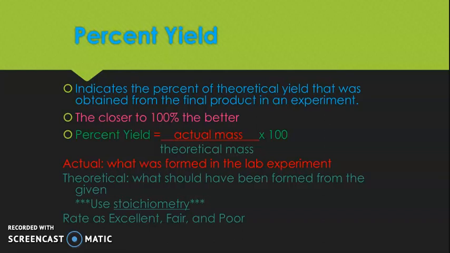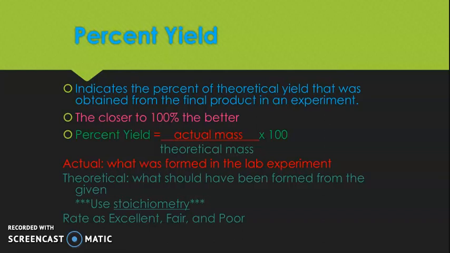So if I were taking my cooking example again, if 2 sticks of butter, 4 cups of flour, and 3 tablespoons of sugar should make 2 dozen cookies, that would be my theoretical mass. It should make 2 dozen cookies. But when I do the recipe, I found out I actually only make 22 cookies, which is less than 2 dozen, less than 24. I can figure out my percent yield.